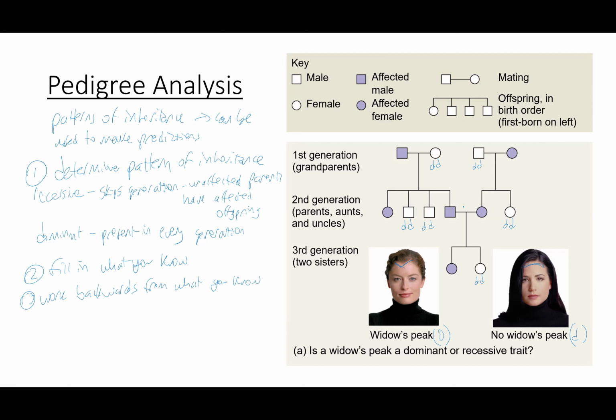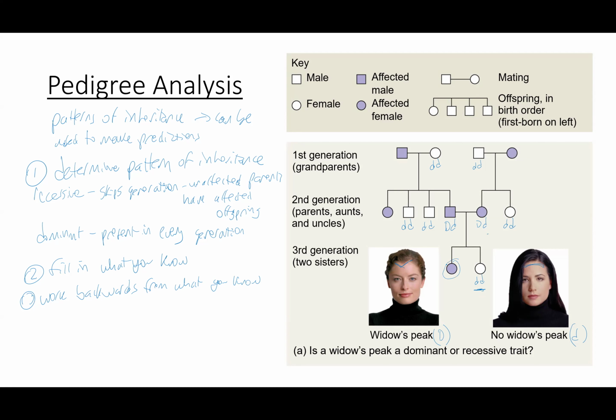So let's start with this one. We know this one is little d. So where did this kid get their little d's? They had to get it from their parents. So this parent has to have a recessive allele and this parent has to have a recessive allele, but we know that they have to have a dominant allele too, because they are affected by the trait. So we know they have to be heterozygous because they produce an unaffected offspring.